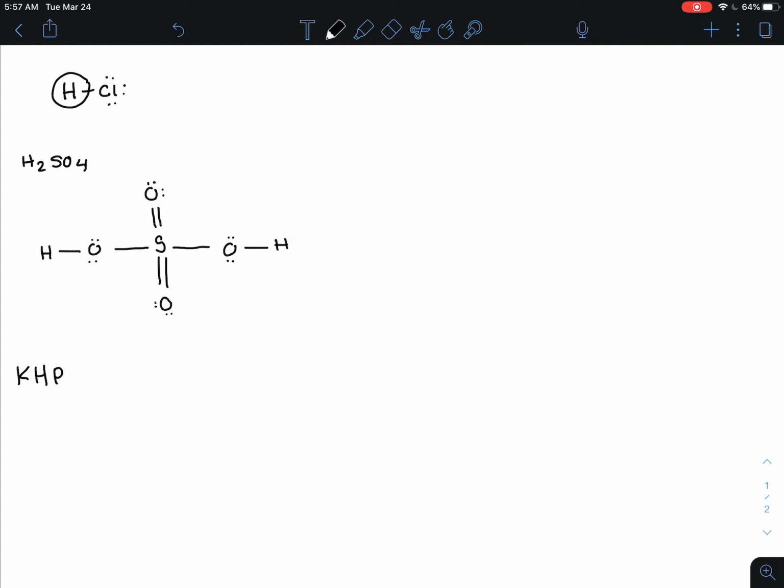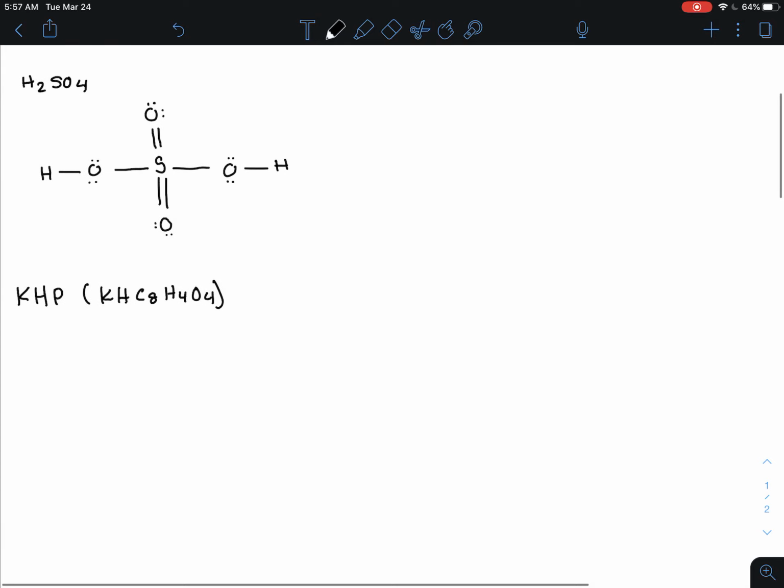In this lab, you'll be focusing on KHP, which is short for potassium hydrogen phthalate. A lot of the time you'll see KHP, but it's actually KHC8H4O4. Instead of always writing the whole formula, scientists just say KHP for potassium hydrogen phthalate. This is a weak acid and reacts really well with base to neutralize solutions. Let's look at the structure of that. The structure looks something like this.